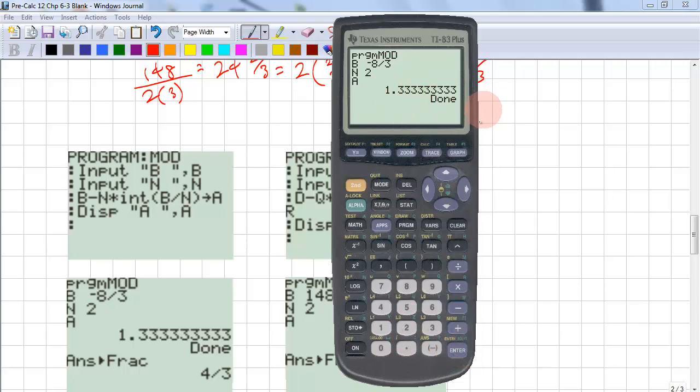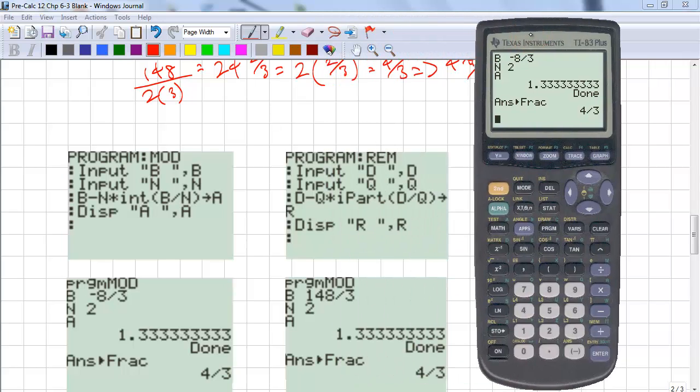And we get 1.333. To convert this to a fraction, we press math and enter. And enter one more time, and we get 4/3. Okay, so that's the answer that we produced, and that's in the principal angle.